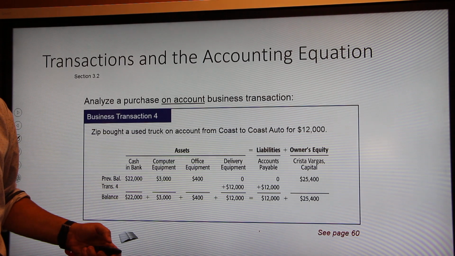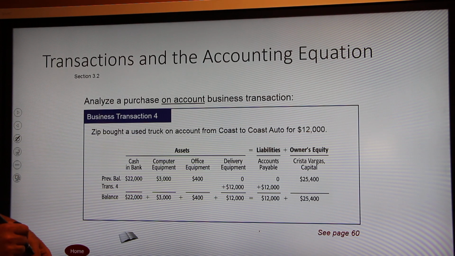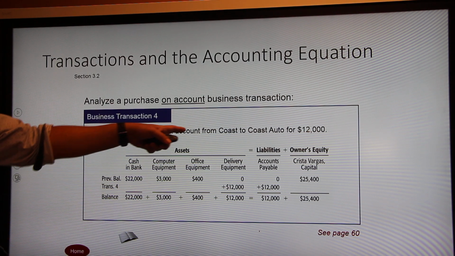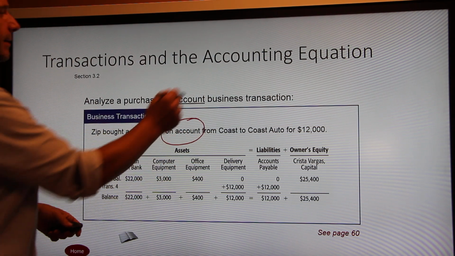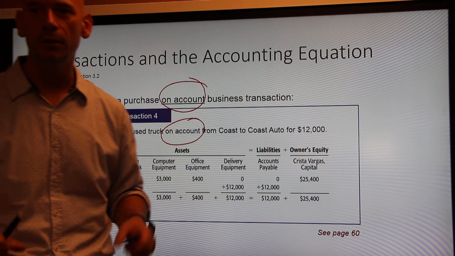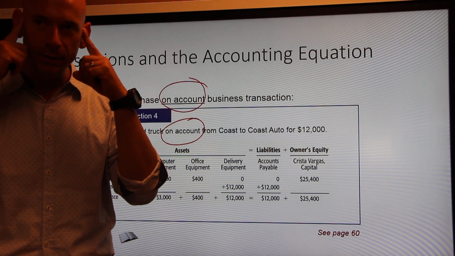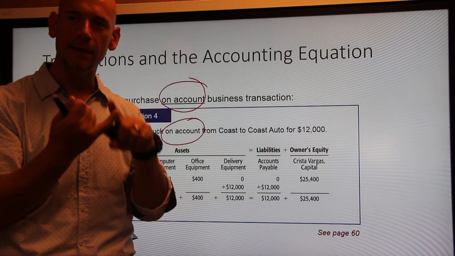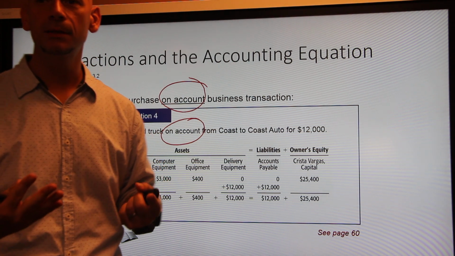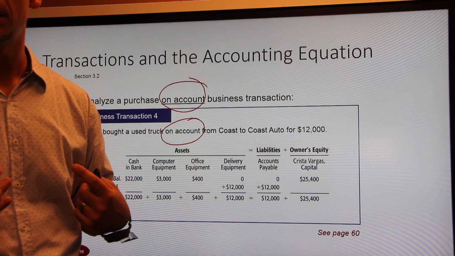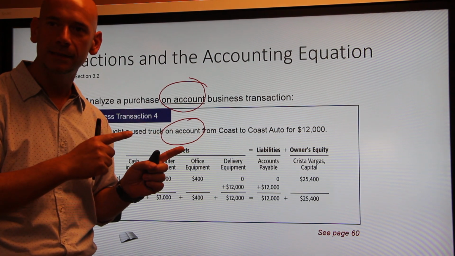Alright, let's keep going. Last transaction that we're going to do. Transaction number 4. Zip bought a used truck on account. Oh boy, here we go. New word, on account. On account is what I like to call a trigger word. Anytime you hear on account, you need to think, is it accounts payable or accounts receivable? Who owes the money? Do we owe somebody money or does somebody owe us money? That's what we have to think about anytime we see on account.